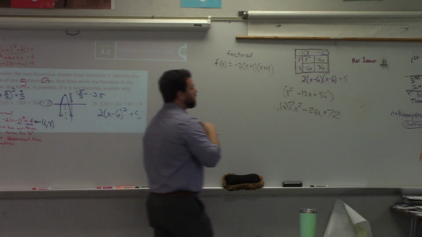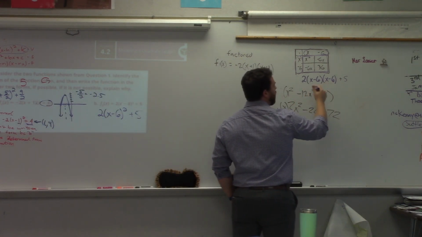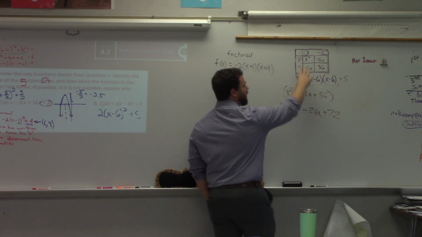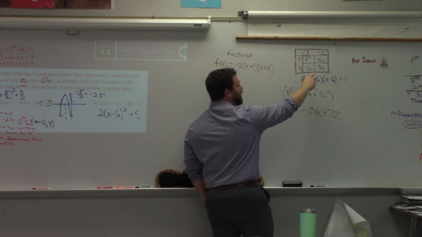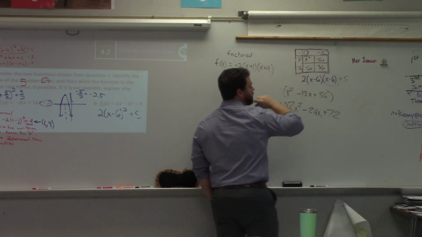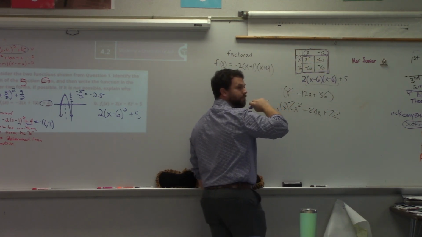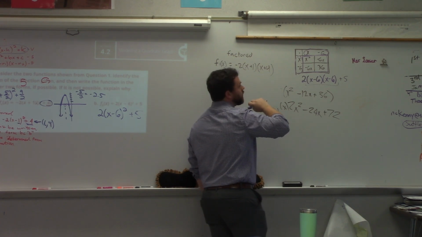So notice though, it was x minus 6 squared, or x minus 6 times x minus 6. That's how we get here. Any questions about this then? We all good? Yep, everybody. With that detail? All right.